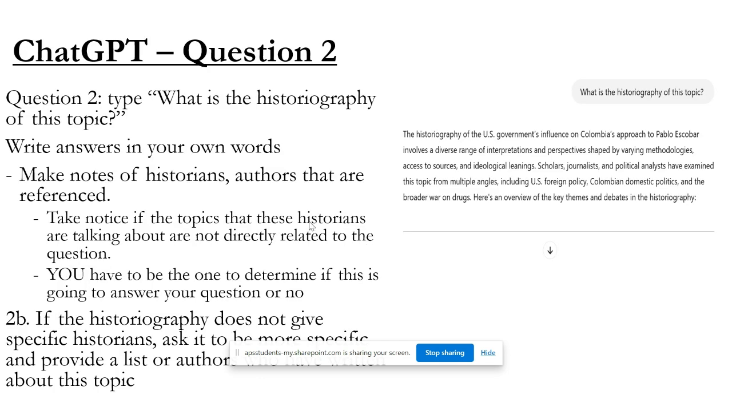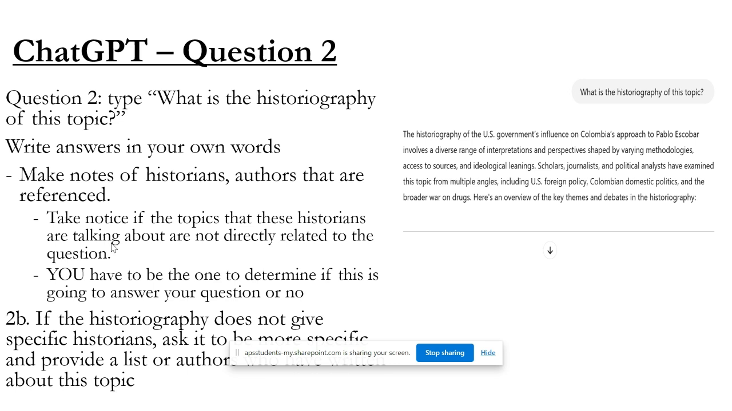The second question you're going to want is, what is the historiography of this topic? You can see right here, I typed that into ChatGPT. And historiography is the history of history. So this is going to give you a history of what historians have said about your topic. You'll want to make note of the historians and other authors that are referenced. Now, hopefully it's giving you some summaries about this as well.